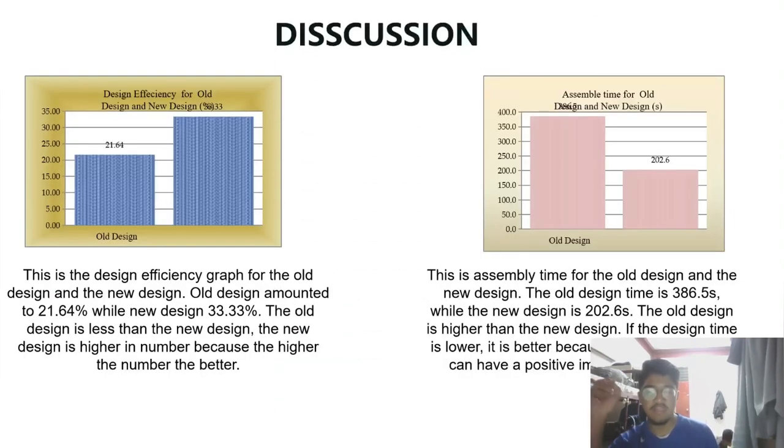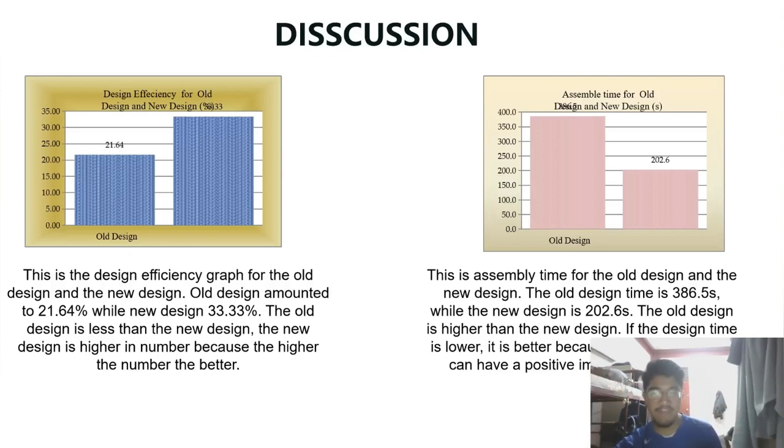Next, we reach the discussion part of the presentation. On the left, we have the design efficiency for the old design and the new design. For the old design, the design efficiency is 21.64%, while the new design is up to 33.33%. Obviously, the old design has less efficiency than the new design. So in short, the new design is better than the old design. That is for the design efficiency.